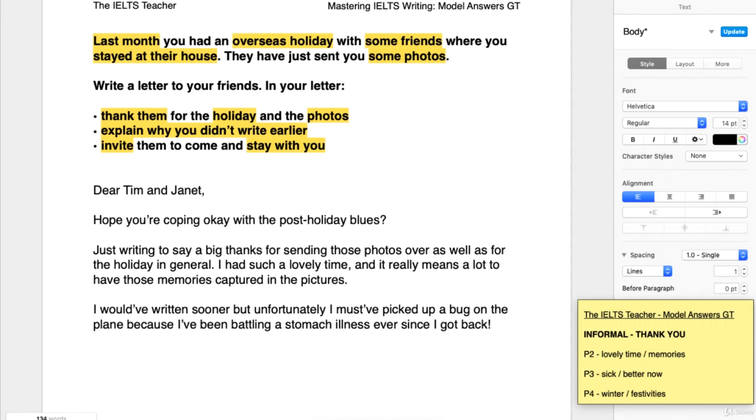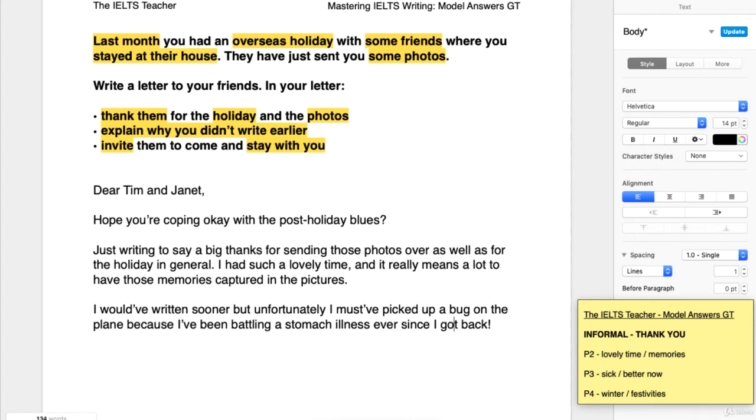Don't worry too much about that. That's one of those non-obvious locations, those opportunities that often get missed. So it's not too important, but it's just good to acknowledge that you can turn that into a contraction. I must've picked up a bug on the plane because I've been battling a stomach illness ever since I got back. Notice the range of tenses here as well. We're changing the times here and there. We've got would have, we've got must have, we've got I've been, and then since I got back as well. So lots of things going on.